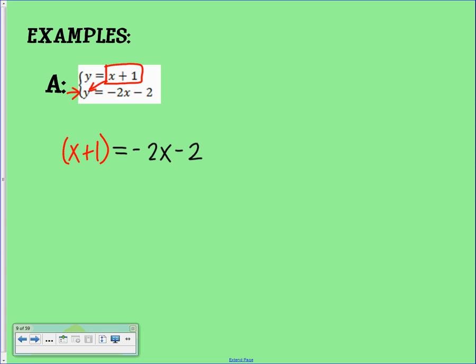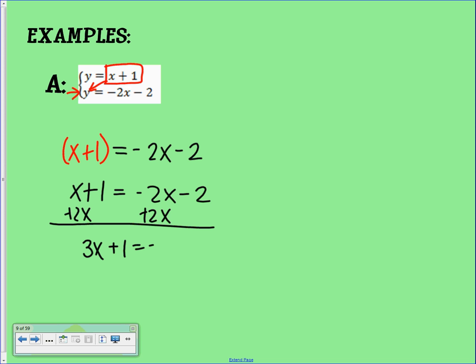So now what I have is an equation with a single variable, and now I can just solve. These parentheses don't mean much because I don't have a coefficient, so I can drop them. So I have x plus 1 equals negative 2x minus 2. I want to get my variables together, so I'm going to add 2x to each side. So 1x plus 2x is 3x, and I've got 3x plus 1 equals negative 2. To solve for x, I subtract 1 from each side, leaving me with 3x equals negative 3. Divide each side by 3, so I get x equals negative 1.